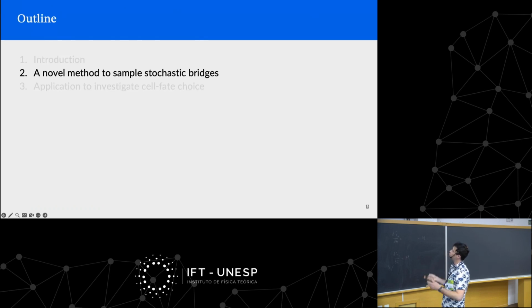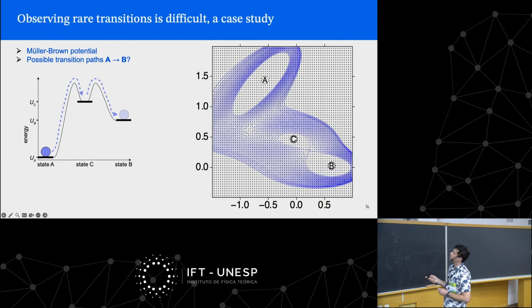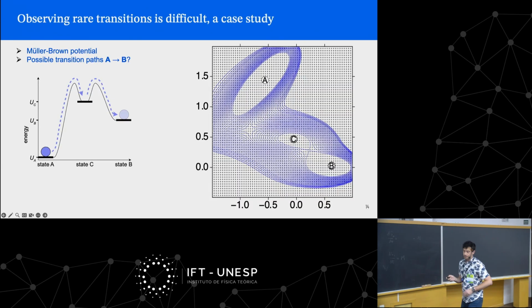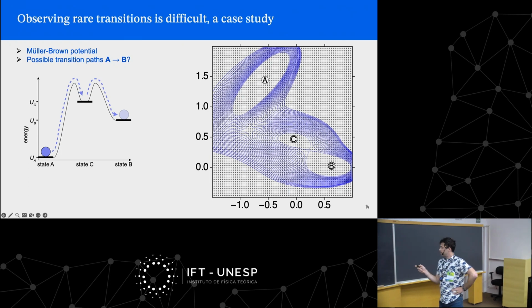So, to the core of the problem: how do we sample those bridges? I'm going to start with a case study. The case study I'm showing here is the potential I was showing before. It's called the Mueller-Brown potential. It's a very famous potential in chemical physics. It's used to analyze all sorts of activated sampling, to evaluate methods to sample activated events.